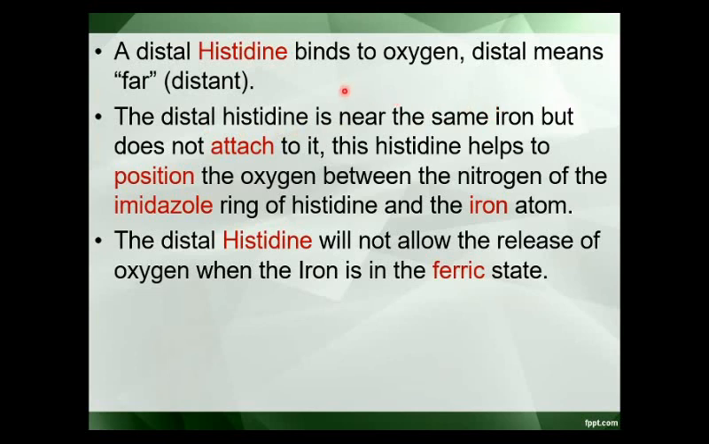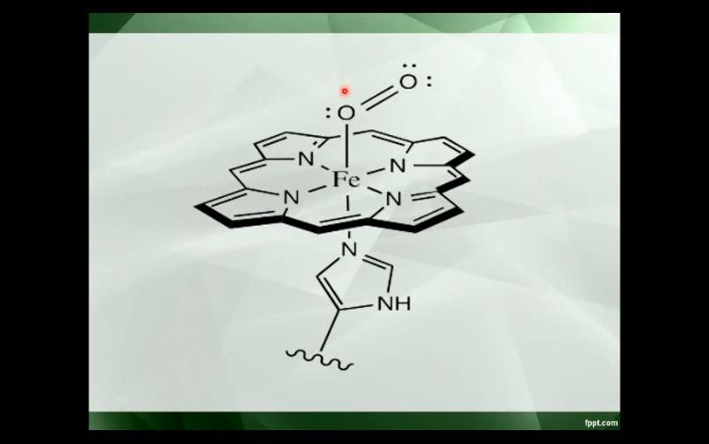I'll just go back to the diagram. A distal histidine is here. It binds the oxygen. Although the distal histidine, the far histidine, is near the same iron atom, it prefers to bind with the oxygen and it helps in positioning the iron and the oxygen. Whereas the proximal histidine binds with the iron, and the distal histidine, although it is near the iron atom, binds to the oxygen.